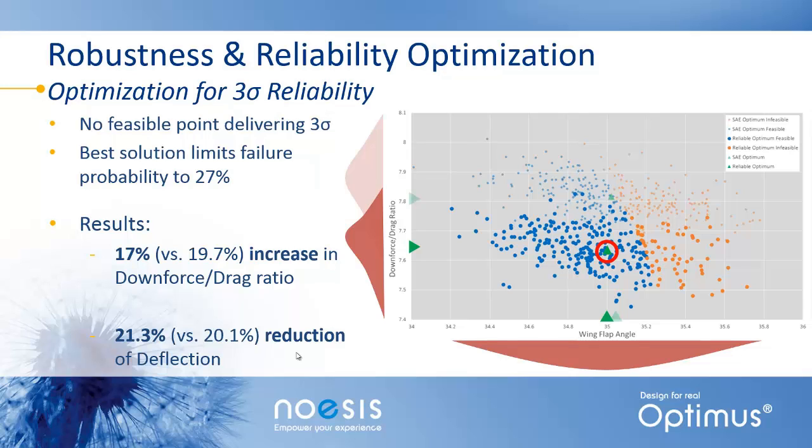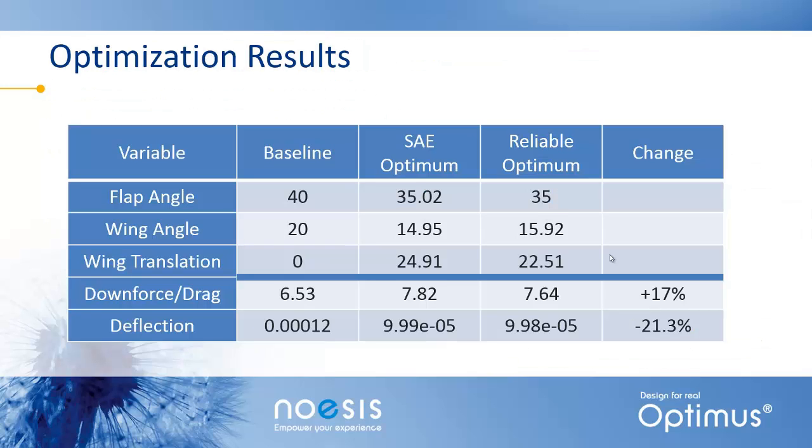So by applying an optimization for 3 sigma, we find that our optimum moves slightly, as you can see in the design space in the chart. We move from the border right along the edge of that failure region a bit further away from the region. Of course, this does affect our performance. So we initially had about a 20% increase in downforce to drag ratio, but with the robust and reliable optimum, we only have about a 17% increase in downforce to drag ratio. The trade-off, or the advantage that we do gain, though, of course, is that we have a larger reduction in the deflection. And here you can see the corresponding results.